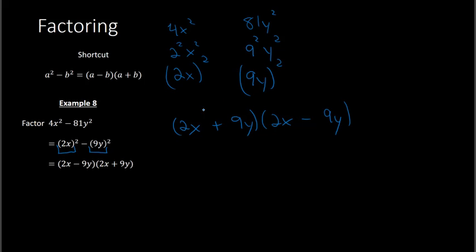And if you're not sure, we can always double check by distributing back through, and we'd find that we get back out the exact same thing that we started with. So this here, (2x minus 9y) times (2x plus 9y), is my factored form.